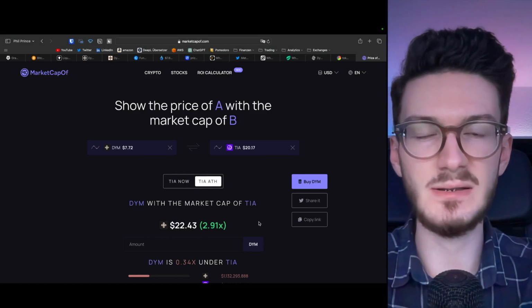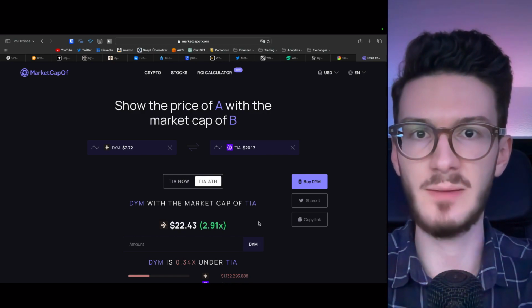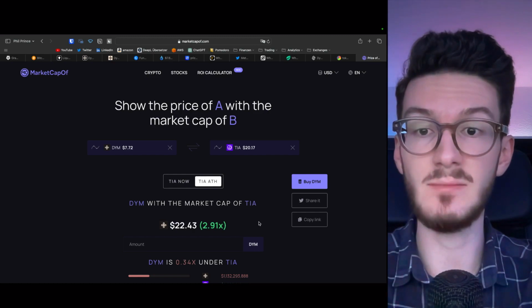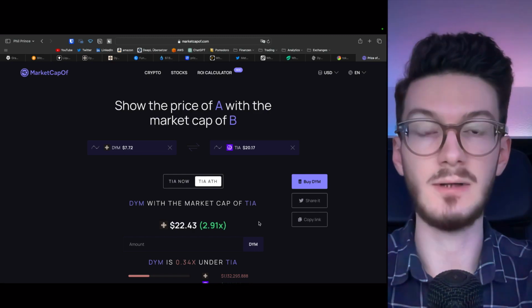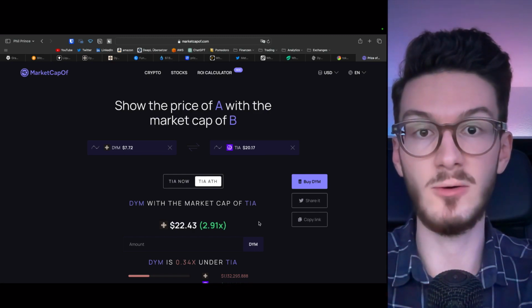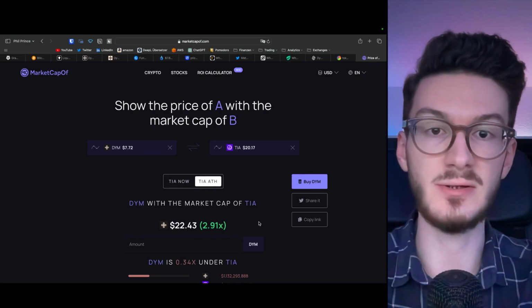I would say it's a bit dependent on the narrative of rollups as a service. If this picks up steam, DYM will be on the forefront for sure. And given the improved utility compared to normal rollups, I think there's a good chance for this.